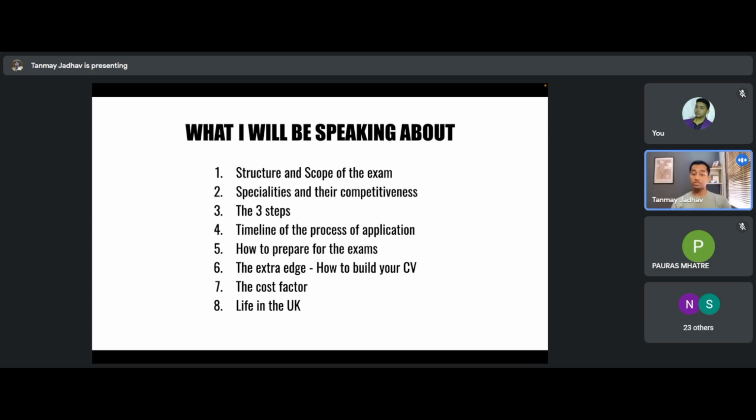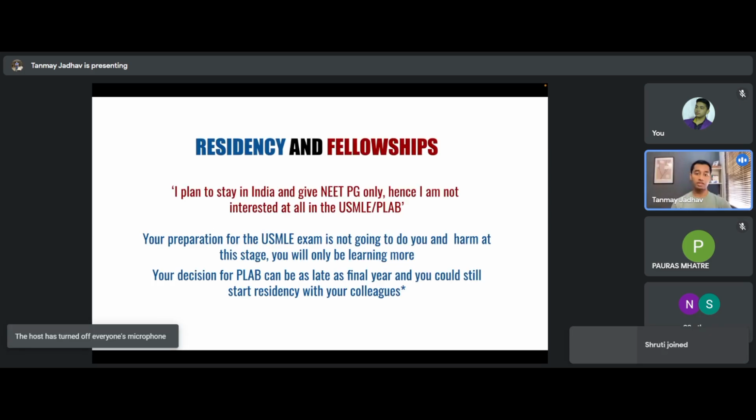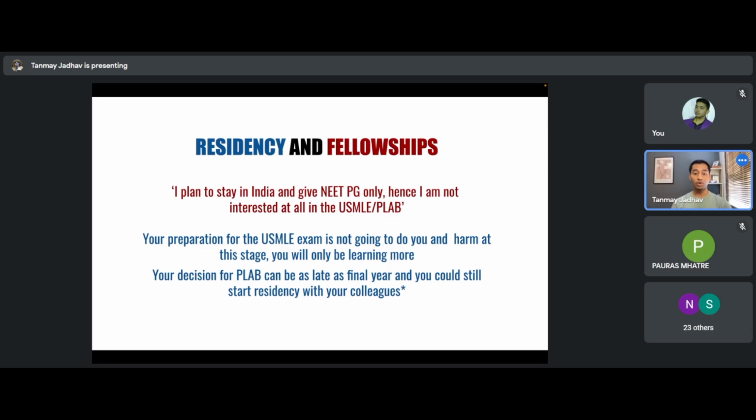So structure and scope. Residency and fellowships: most of the Indians you will meet in the UK, the old school way of doing things was MD or MS in India, and then you come to the UK for the residency or fellowships, which, fair enough, was a great way of doing things before, when the recognition for fellowships and these short-term posts after MD was high in India. But now almost everybody has an MRCP, almost everybody has these fellowships. So the value of that is fast reducing.